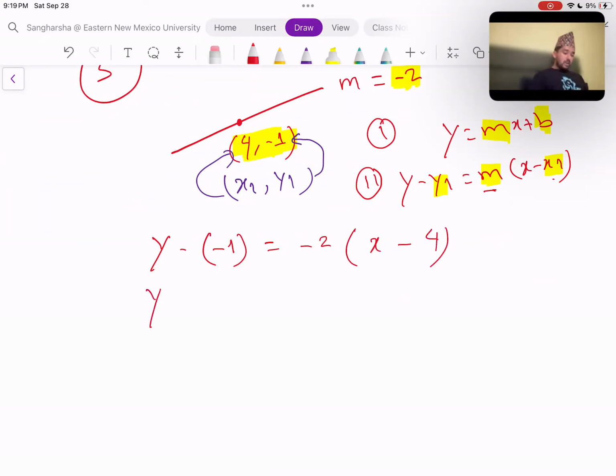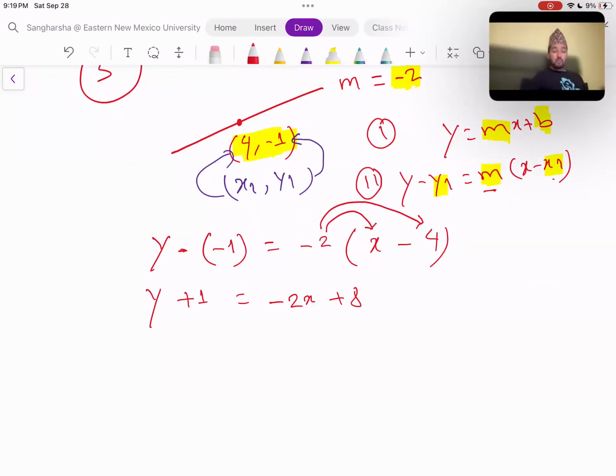So we have y minus negative 1, that is y plus 1, equals, now you distribute -2. Make sure you distribute both of these terms. So we have negative 2 times x, negative 2x, negative 2 times negative 4, positive 8. Now, this is not enough.